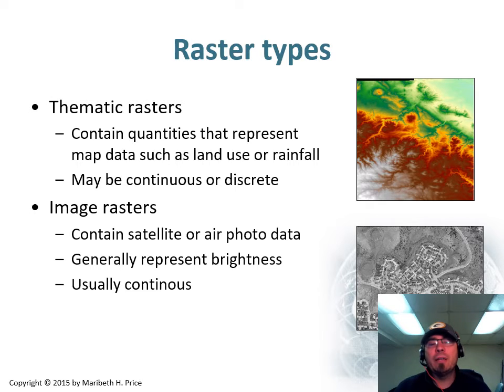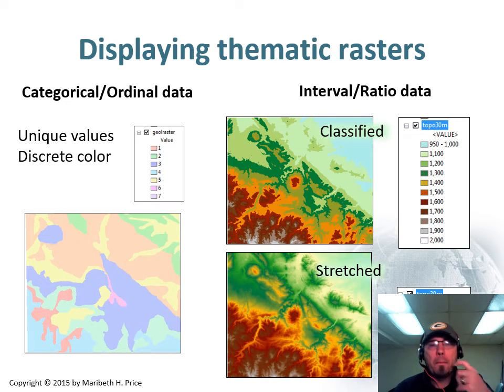And then you have what are called image rasters, which are satellite or air photos, which we wouldn't be dealing with too much anyway in an intro class. But those are usually represented by brightness. So 0 is black, 255 is white. And they're usually continuous as well because there's a lot of gradation in there. So how do you display thematic rasters?